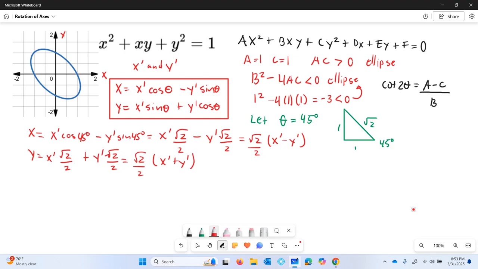Now, notice that we do have to square this, right? So in terms of x prime squared, that's going to be root 2 over 2, which is equal to a half when you square it, okay? And then when you square this right over here, you should get x prime squared minus 2x prime y prime, and then this is going to be plus y prime squared.